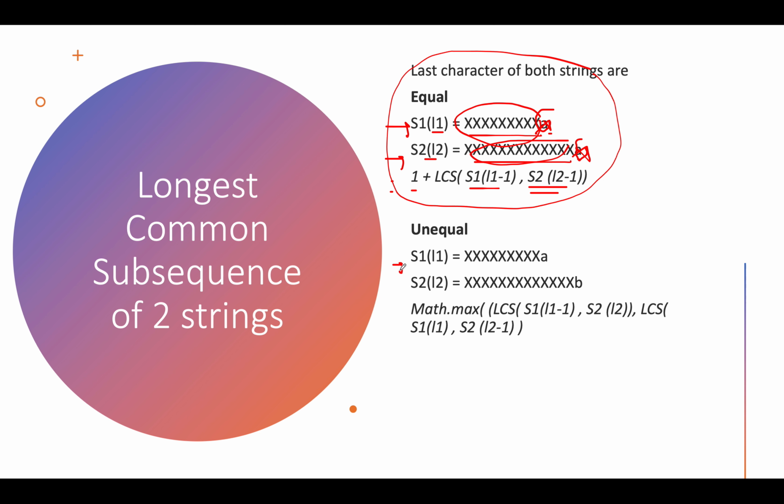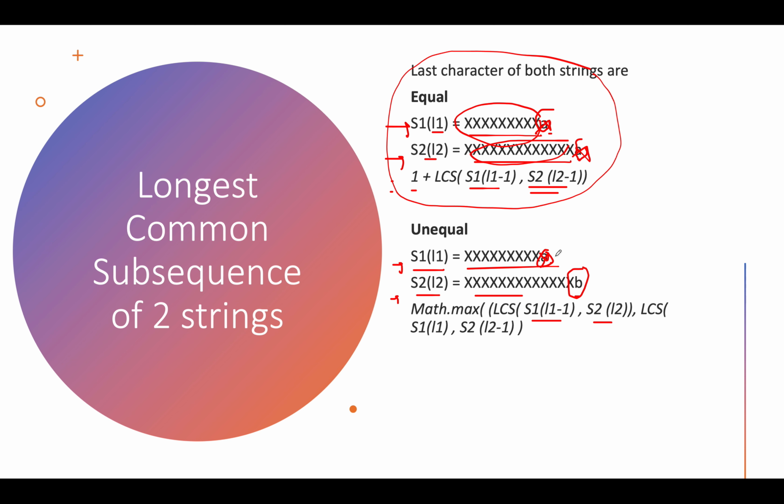Let's assume we are given S1 as any number of characters followed by A, and S2 as any number of characters followed by B, and in this case the last character happens to be unequal. Then the LCS of S1 and S2 equals: you remove one character from S1 and calculate the LCS of the remaining substring and S2.